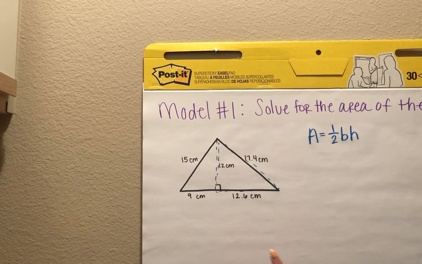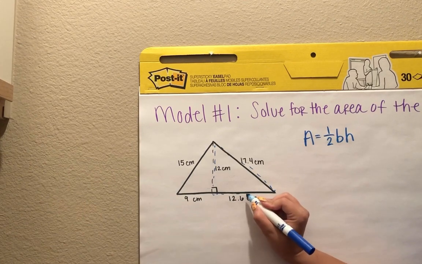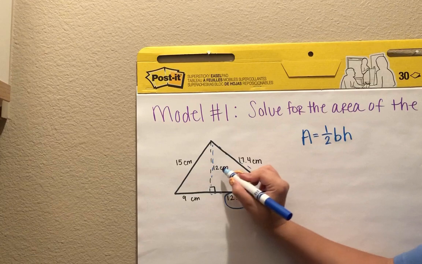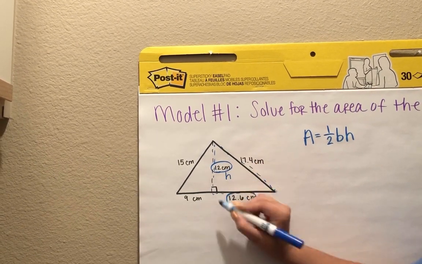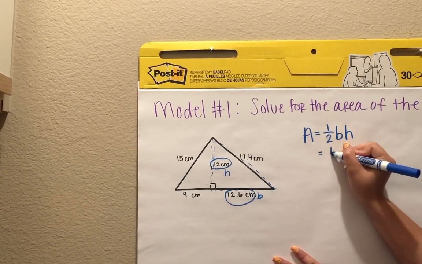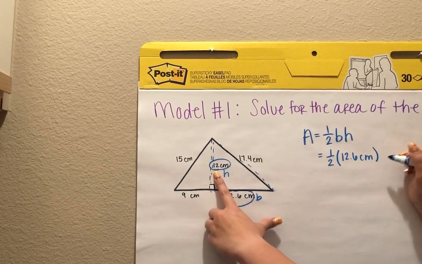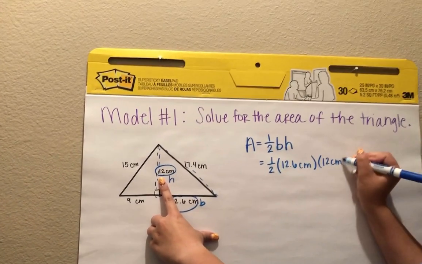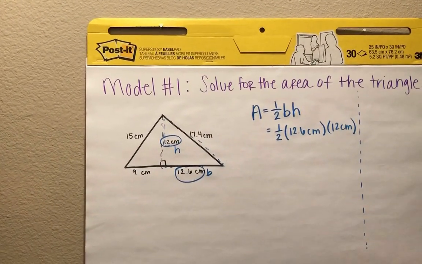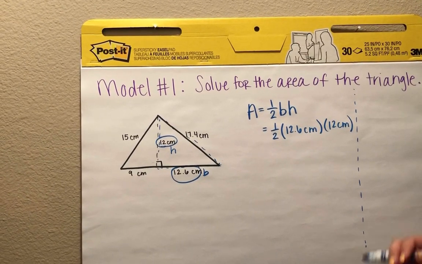Okay, so first I ask myself, where is the base and where is the height? My base is 12.6 centimeters and my height is 12 centimeters, and I know that because of the location of my right angle. So I'm going to replace my base with 12.6 centimeters and my height with 12 centimeters. I'm going to leave some space over here for any scratch work we need to do.